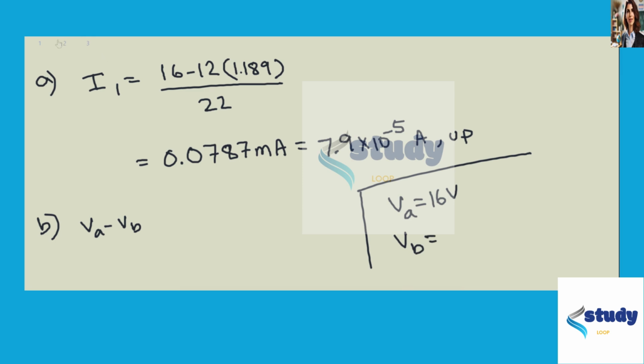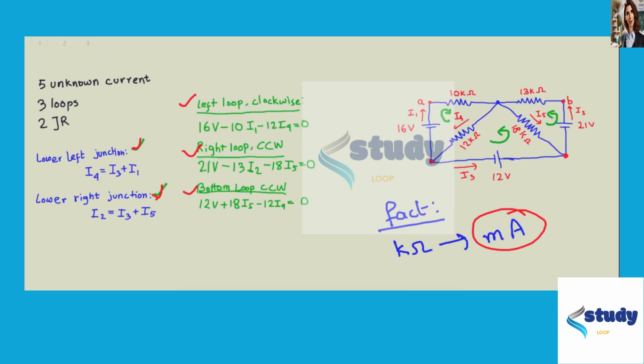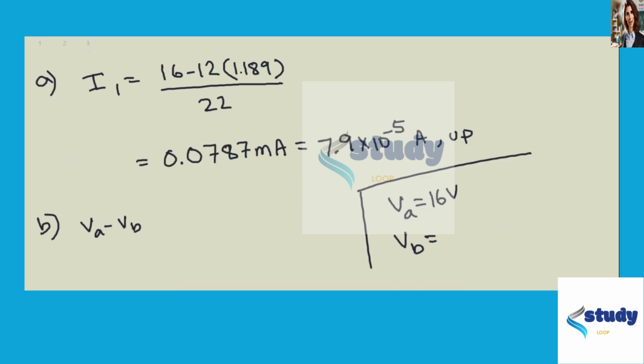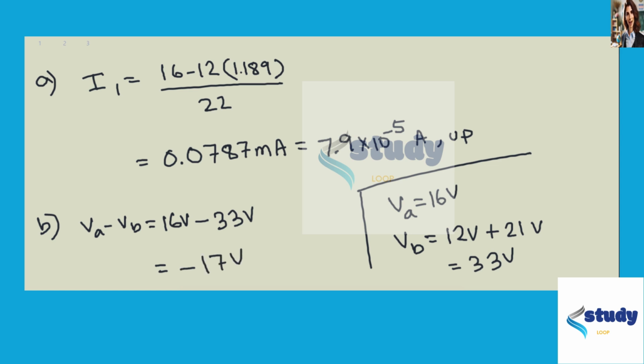And again for VB, we start from here, then we see there's a voltage gain of 12 volts. Then here there's a voltage gain of 21 volts up till point B. So our VB becomes 12 volts plus 21 volts, and that's equal to 33 volts. So that means VA minus VB will be 16 volts minus 33 volts, and that gives us our voltage as negative 17 volts. So yeah, that's the potential difference between VA and VB. Thank you.